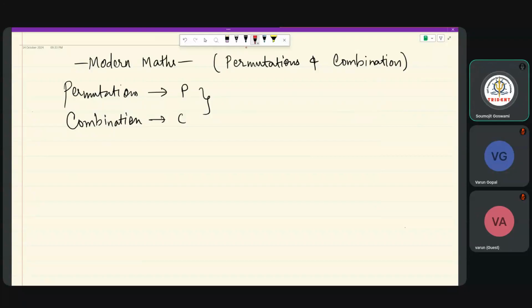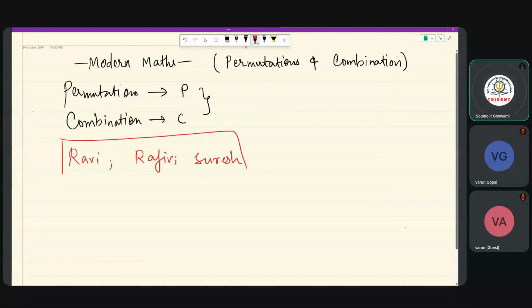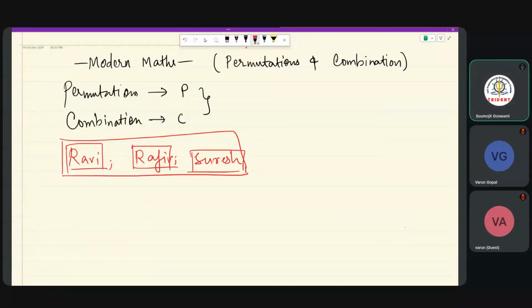Okay, let's talk about three friends. Let's say Ravi, Rajiv, and let's say Suresh. Let's build a story around them. Okay, these three friends, Ravi, Rajiv, and Suresh. Among these three friends, I need to select a captain and a vice captain. How can I do that?